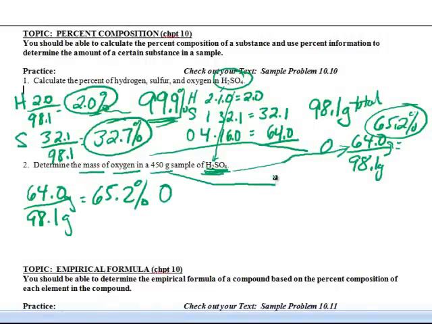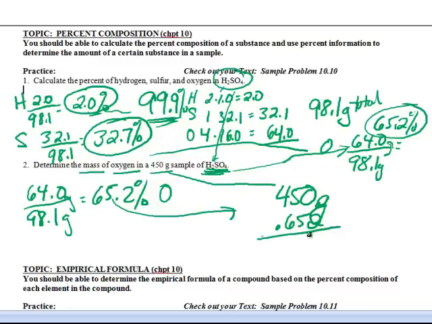So the problem says that I've got a whole sample, 450 grams, and I know that 65.2% of that is oxygen. So I multiply that by 0.652, and then I end up with 293.4 grams of oxygen. And if I subtracted 450 minus 293, the rest would be the hydrogen and the sulfur. But this is the part that's oxygen.